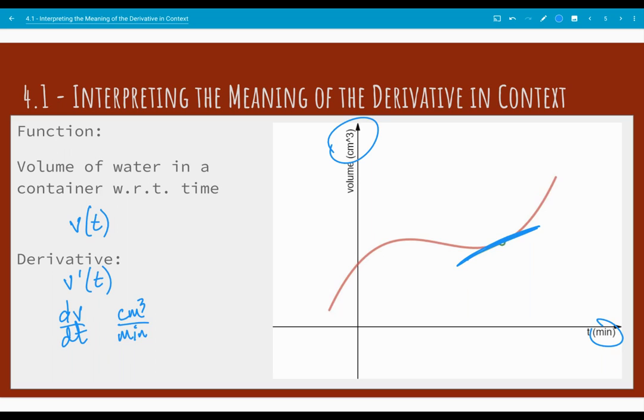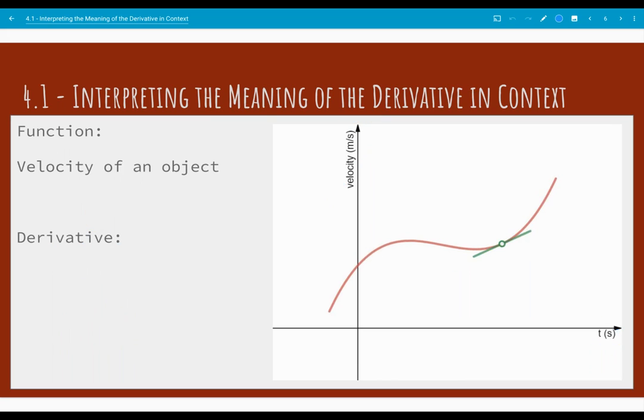So this is telling us how fast this quantity, this volume, is changing at any given time. So an instantaneous rate of change of volume. Looking at another example here, we have velocity of some object measured with respect to time. Motion problems, where we're dealing with position and velocity and acceleration, are going to be a pretty common application that we're going to do.